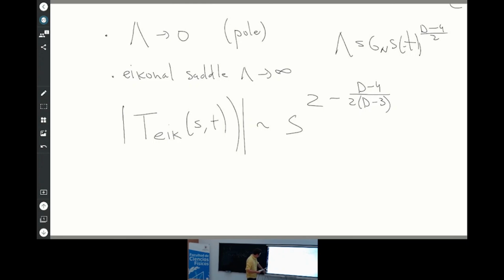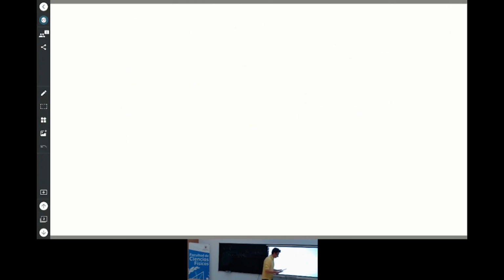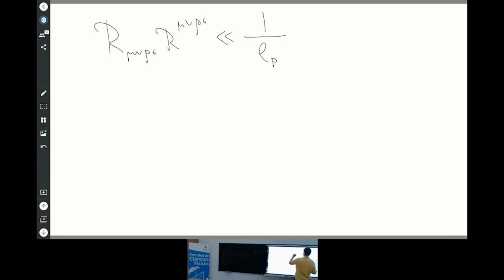And in particular, we would like to make sure that on this eikonal saddle, if we compute the curvature invariant, it should be much less than the Planck length to the fourth. Now, what happens is that, let's do this computation. So let's move L Planck here.